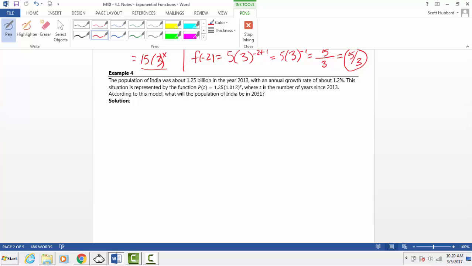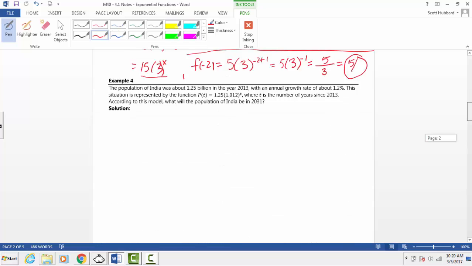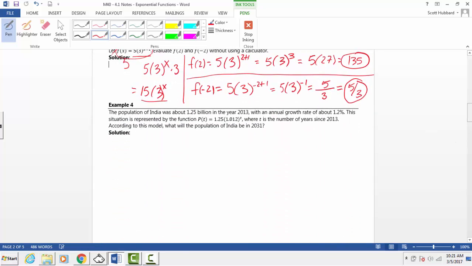And so like this one here, it says we have the population of India, and they are growing at an annual rate of 1.2%. And they had an initial population of 1.25 billion. So we can use that to make the model, and I'll write it right here, for their growth. P of t is equal to, remember we always put the initial amount here, so 1.25, and then we put this right here, 1.012 to the t.